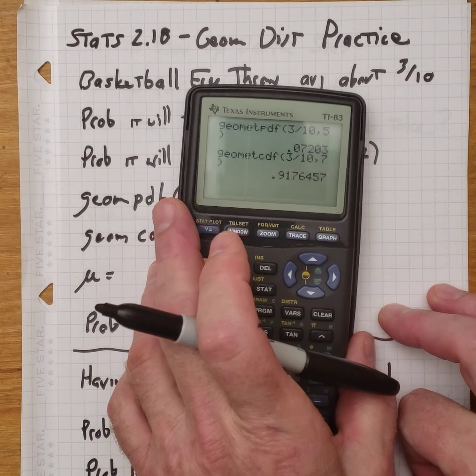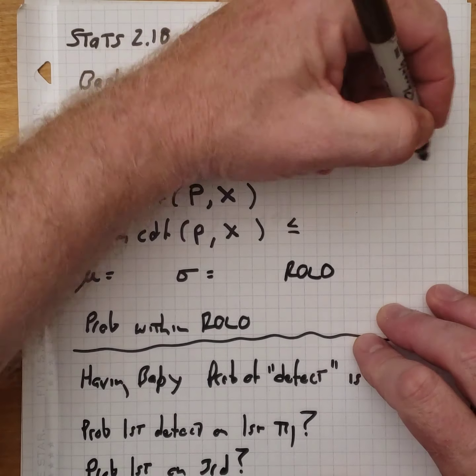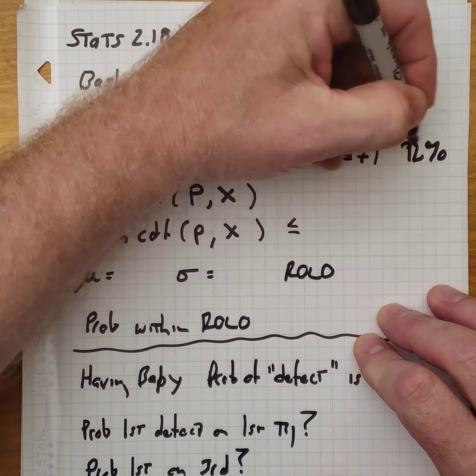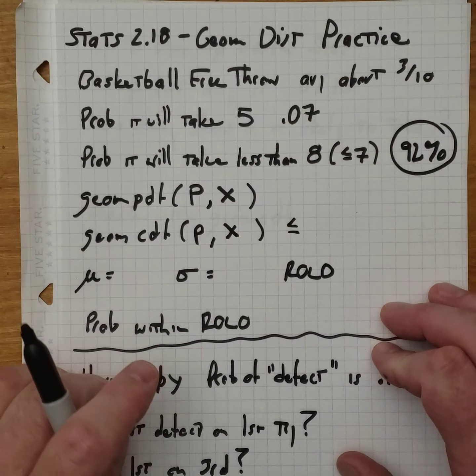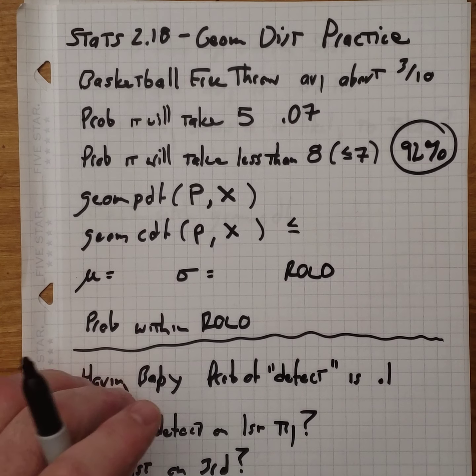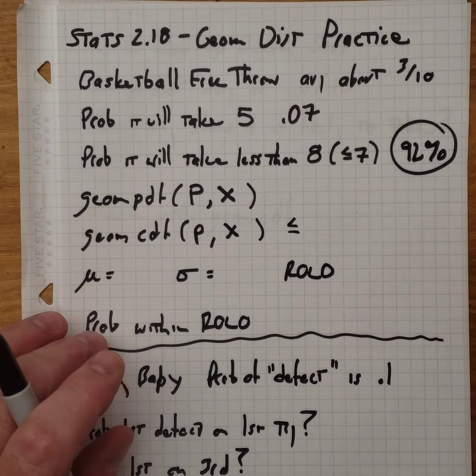91.8 if we round it off. So let's just say there's a 92% chance that we're going to get at least 1 basket within the first 7 shots, that our first basket will come before shot number 8. I think that seems pretty reasonable. 3 out of 10 isn't a lot, but we're given quite a few shots there, so there's a really good chance we'll get at least 1 of them.